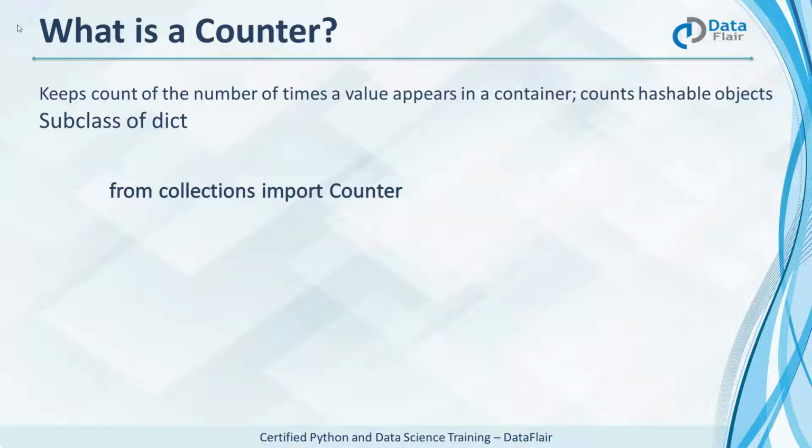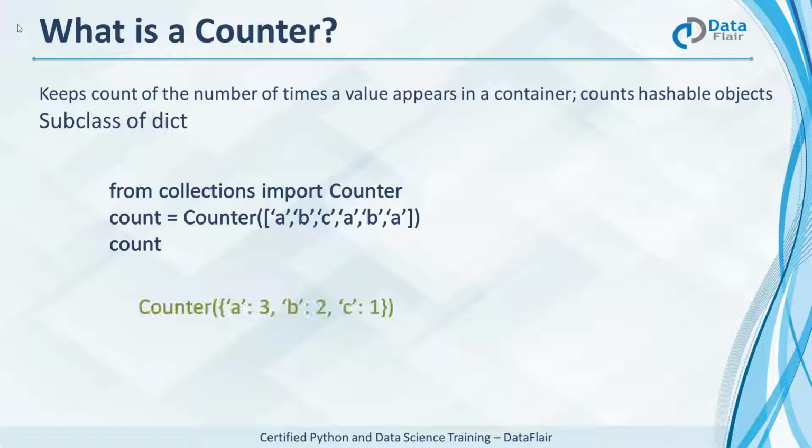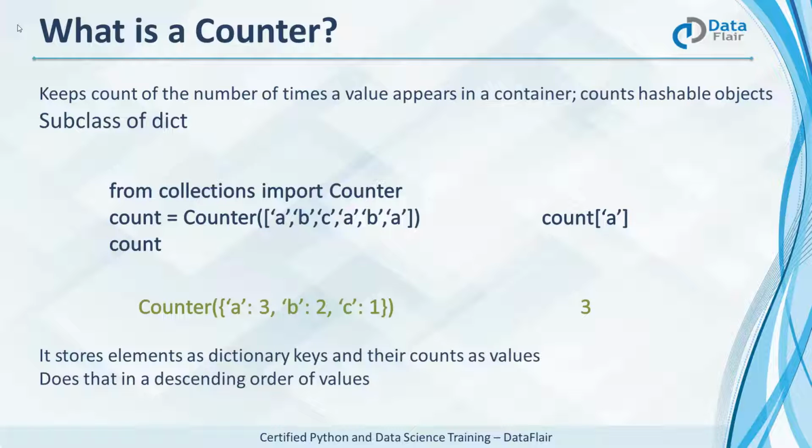We create an object of Counter to which we provide a list and call this count. This creates this counter object with the counts of these values. In that list, A appears thrice, B twice, and C only once. This stores the items as dictionary keys and their counts as their values. This means we can access a value indexing by the key. A appears thrice here. The dictionary is in descending order of the counts or values.